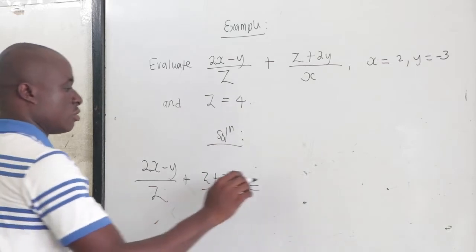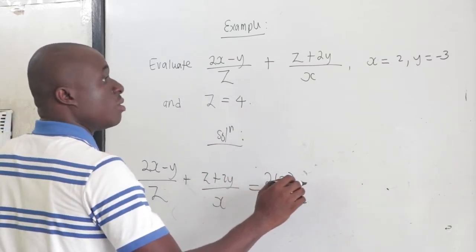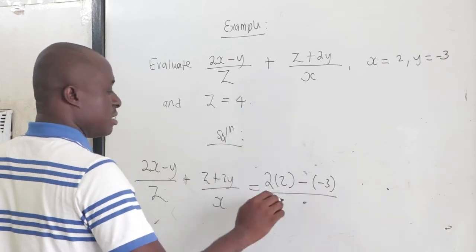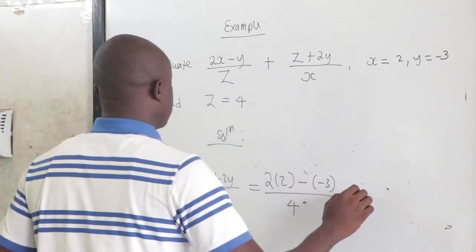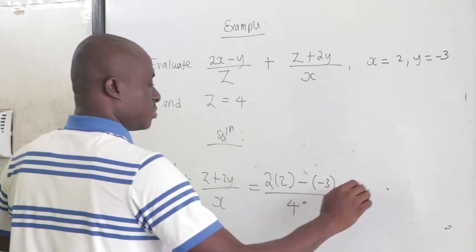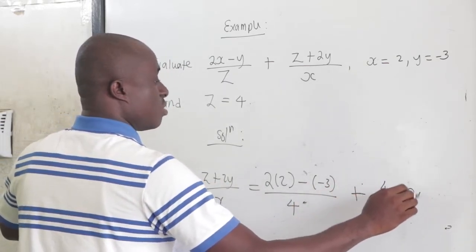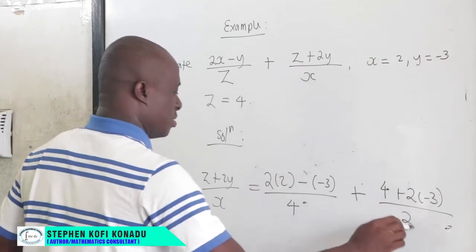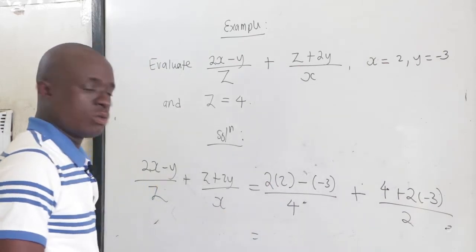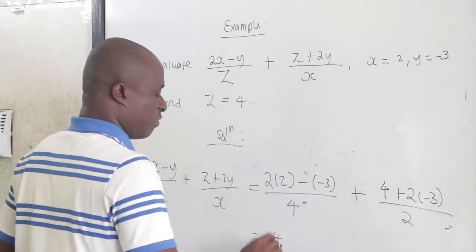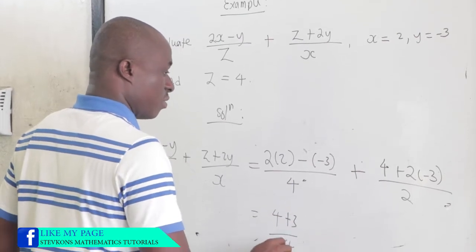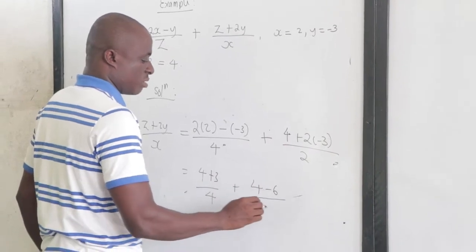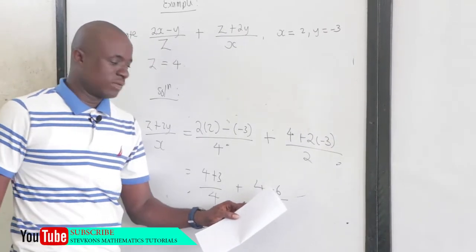X is giving us 2, so we have 2 times 2 minus y. Our y is negative 3 all over z. What is the z? Z is 4, plus 2, our y is negative 3, all over x. What is the x? X is 2. Now 2 times 2, that is 4. Negative and negative is positive, so plus 3 all over 4. Plus, let's see, this is giving us 4 minus 6 all over 2. 2 times negative 3, that's negative 6.